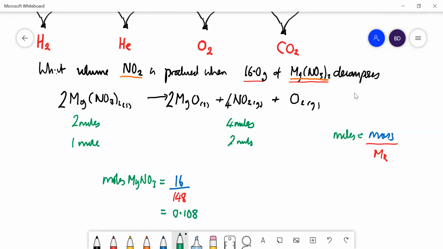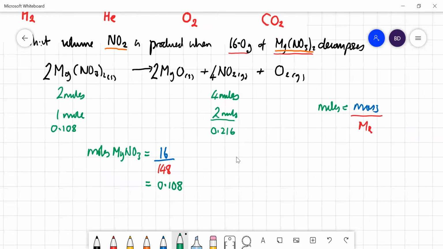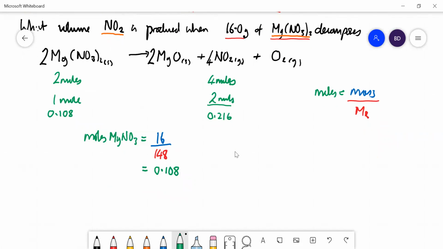So if we have 0.108 moles of magnesium nitrate, we are going to make double the moles of NO2, because look, we've got 2 moles of that. So that's going to be 0.216. So we make 0.216 moles of NO2.